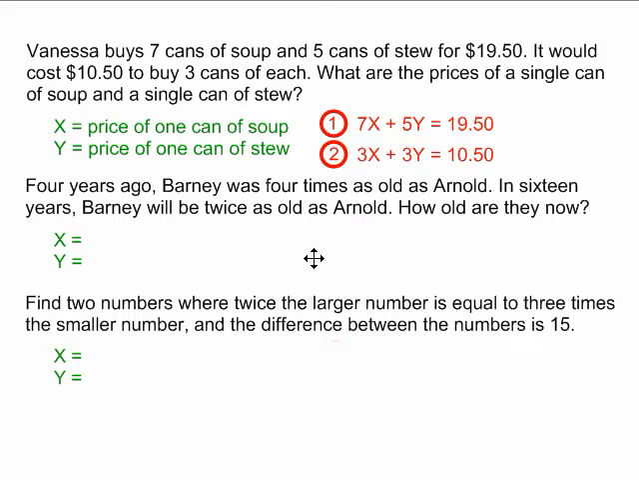In the second problem, 4 years ago Barney was 4 times as old as Arnold. In 16 years Barney will be twice as old as Arnold. I have defined my x and my y as Barney's age now and Arnold's age now. And here again, the first sentence gives us all the information we need for our first equation.